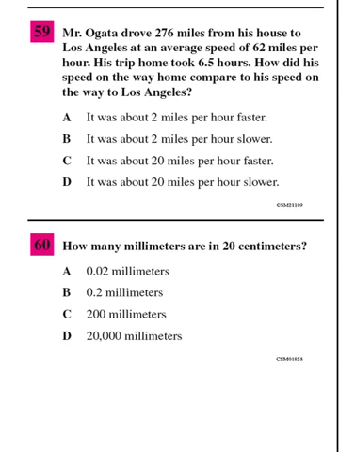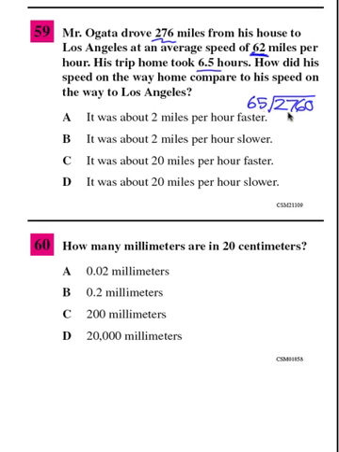We have that his speed going to Los Angeles is 62 miles per hour. Now we need to figure out what his speed going back is going to be. The distance is 276, and going back he took 6.5 hours. So we're going to divide 276 divided by 6.5. So I'm going to get rid of this decimal point here. I'm going to add a 0 over here.